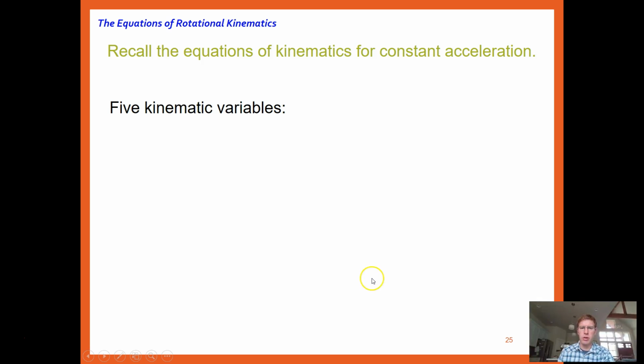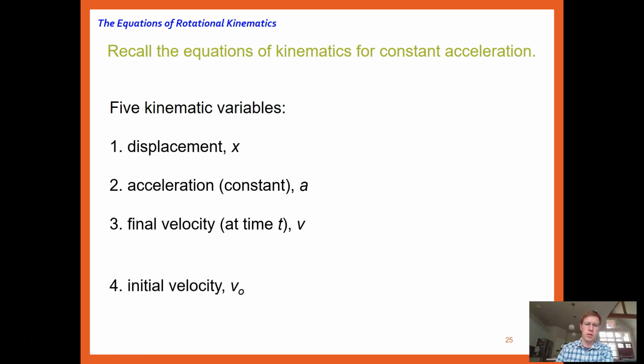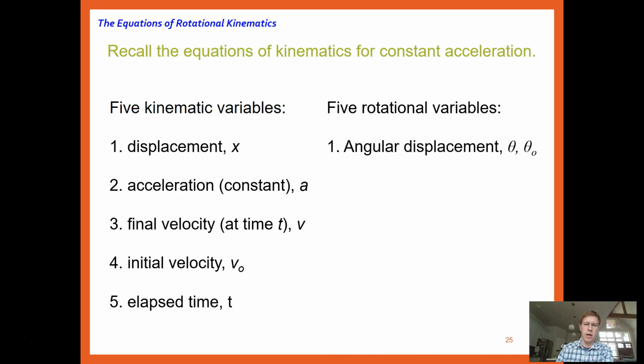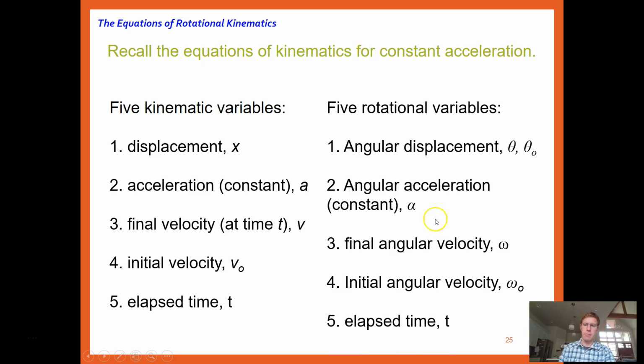All right, so now let's put all this together with the things we've already learned back in chapter 2 and 4. So in chapter 2, we had 5 kinematic variables when we found our equations of motion, right? We had displacement, acceleration, final velocity, initial velocity, and time. Well, now look at this. In rotational motion, we have similarly 5 variables. We have angular displacement, angular acceleration, final angular velocity, initial angular velocity, and elapsed time.